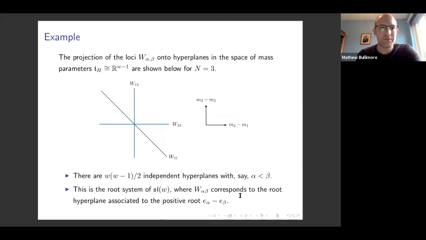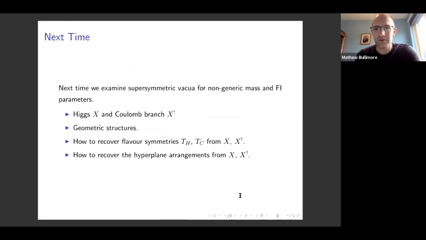Since I'm almost at the end, maybe I'll just summarize what I'm going to do next time, and then see if there are some more questions. So in today's lecture, I introduced central extensions of the super-Poincaré algebra and masses and FI parameters. And we were trying to study what happens for the most generic possible masses and FIs, where there are isolated discrete vacua.